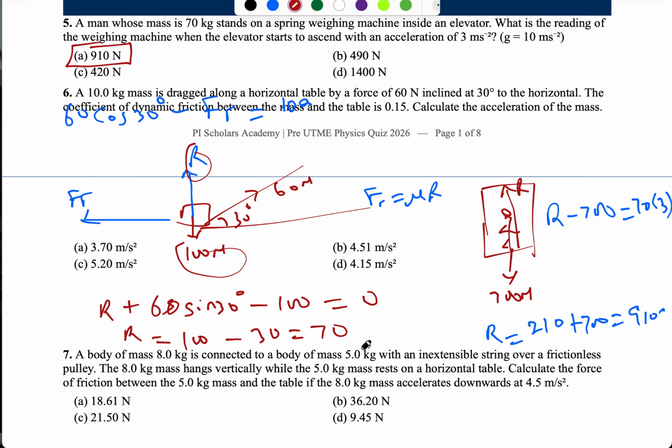So now that we've gotten R, we can easily get our frictional force. Frictional force is mu R, like I've stated here. What is mu? Mu is 0.15, and 0.15 times 70, let me press my calculator for that. 0.15 times 70, that's going to be 10.5. So this frictional force is 10.5.